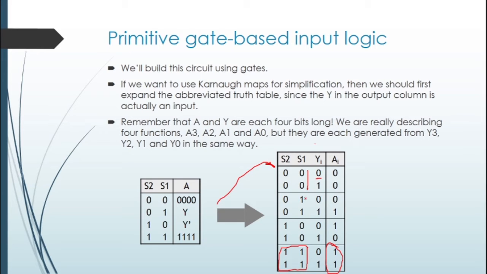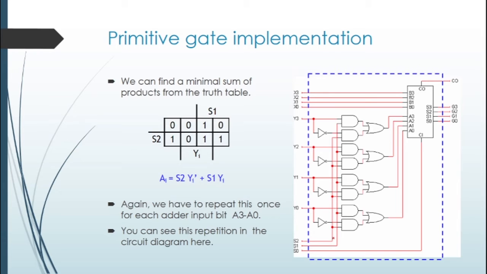And for the middle two, if s2 s1 are 0 1, the y value will be directly transferred to a, because you can see that for 0 1, a is exactly y. And for 1 0, it is basically the y complement. So if y is 0, a will be 1, if y is 1, a will be 0. So this will be the input function for a, where ai, from this simple table, is s2 y complement plus s1 y. This will be a simple two-level circuit using two AND gates and one OR gate to generate each bit of a from your y input.